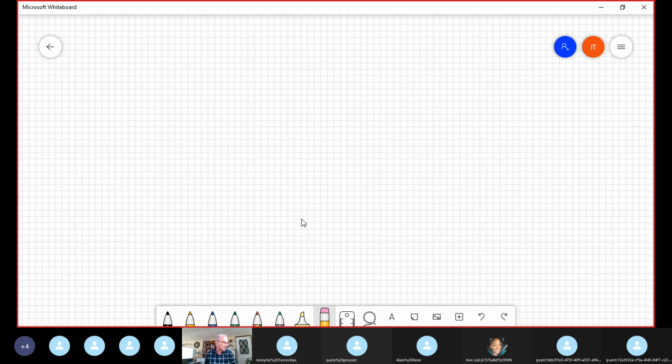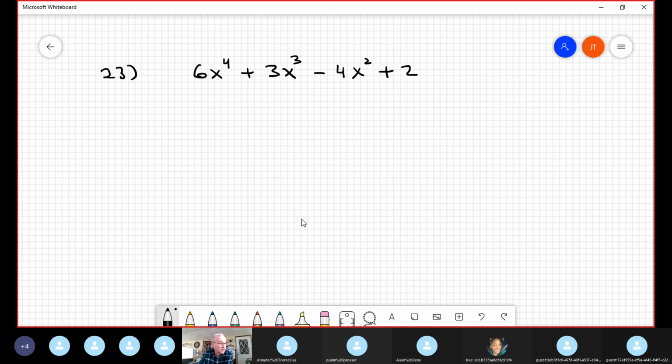Listing the rational zeros. Remember the idea of the theorem of the rational potential zeros. Question 23: suppose a polynomial like that, 6x to the 4th power plus 3x to the cubic power minus 4x squared plus 2. And remember the theorem of the potential rational zeros. It means potential because the theorem does not guarantee the existence of these rational zeros. So this is like one clue to start.